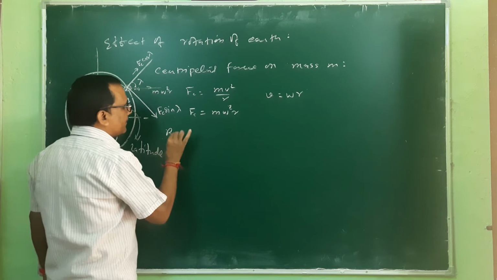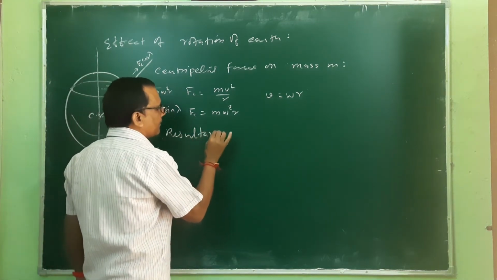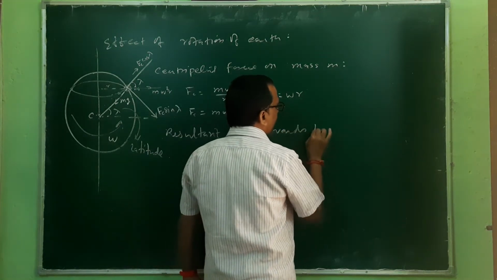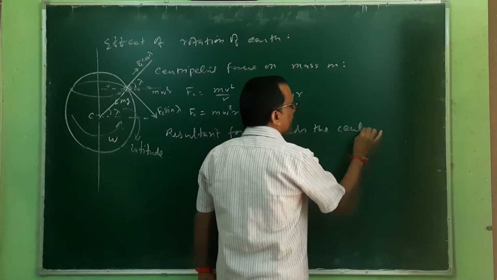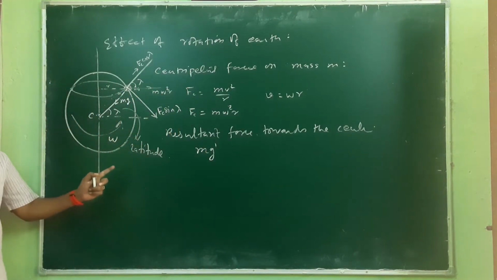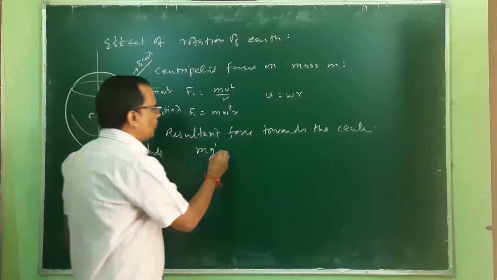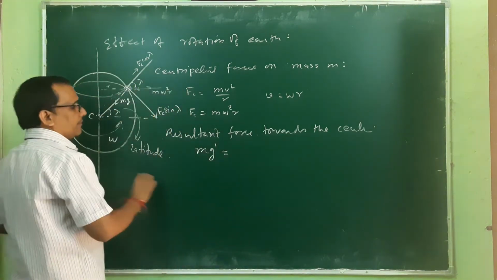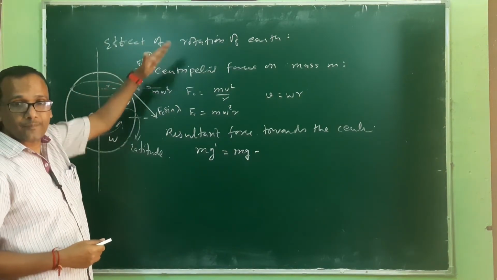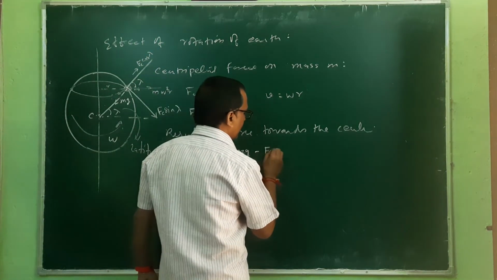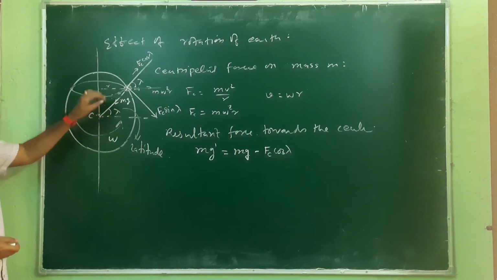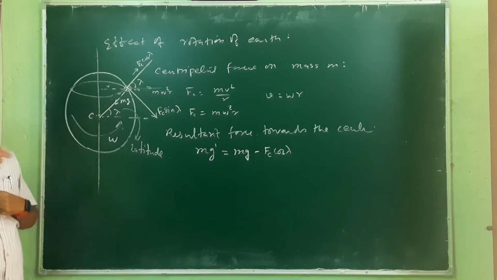So the resultant force toward the center, which is actually mg prime, is equal to mg minus this component, Fc cos lambda. If there is no motion, the total force mg is toward the center.